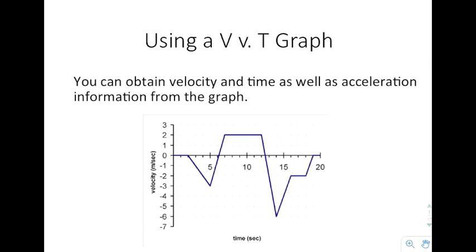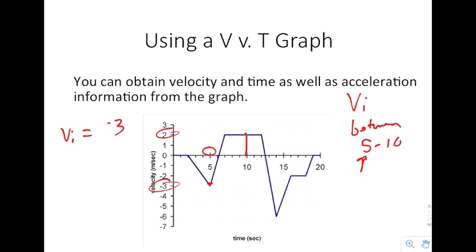So, using a velocity versus time graph, the first thing we can do is obtain velocity and time as well as acceleration from this graph. If you were to look at the velocity versus time graph, we can determine what the initial velocity is. So let's say I want to know the initial velocity between 5 and 10 seconds. Well, the initial velocity would be the velocity at 5 seconds, so I'd look here and I'd say, wow, the initial velocity here is minus 3. And then I could say the final velocity is the velocity at 10 seconds, which is 2.